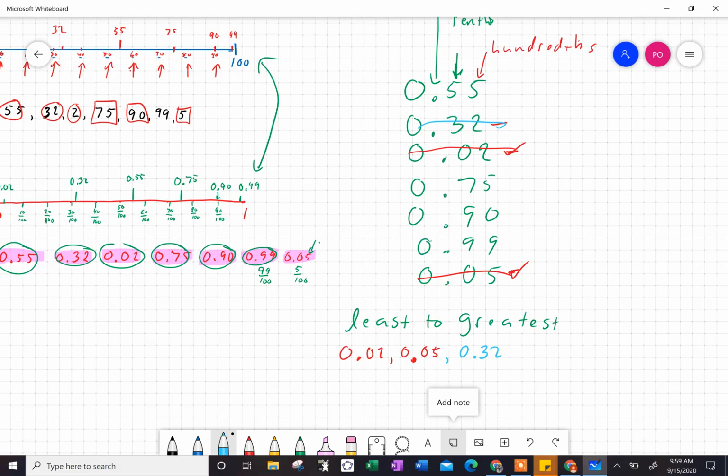5 tenths, 7 tenths, 9 tenths, 9 tenths. So 5 tenths is next. So 0.55, 55 hundredths. I'm going to go to here now. I see I have 7 tenths, 9 tenths, 9 tenths. So 7 tenths is less. So I have 75 hundredths. And then I'm going to go to here. 0.90 and 0.99. Well, here I have 9 tenths, or 9 hundredths. I'm sorry, 90 hundredths. And here I have 99 hundredths. So that is how you can organize them from least to greatest.